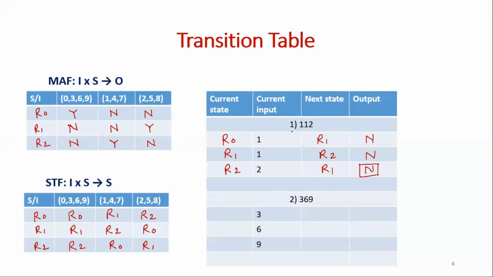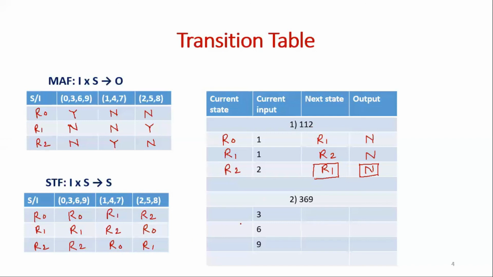It denotes that this number 112 is not divisible by 3. Now how do we find out the remainder of this operation? That will be decided from the next state of the last symbol. So here, as the next state is R1, it means the remainder for this division is 1.